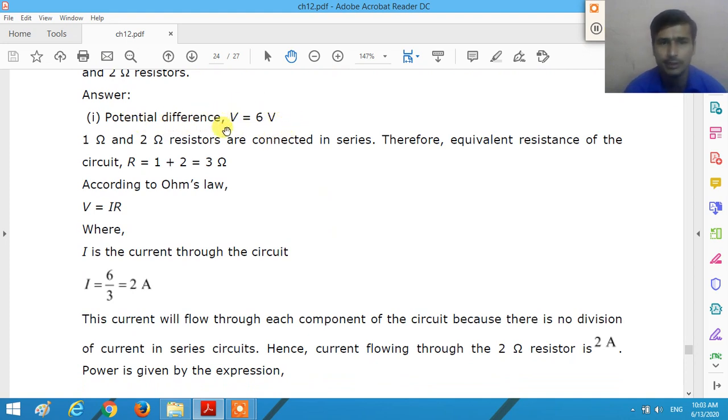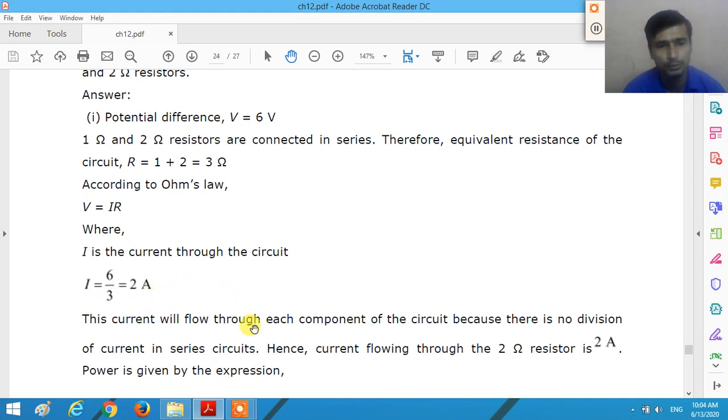In the first case we use a potential difference V equal to 6 volt. So when the 1 ohm and 2 ohm resistors are connected in series, the equivalent resistance of the circuit R is equal to the sum of both the resistances, 1 plus 2. We get 3 ohm, right? So according to Ohm's law, V is equal to IR. Current passing through the circuit I is equal to V by R. V given to you is 6 volt and R, the equivalent resistance, we get 3 ohm. We get the current of 2 ampere.